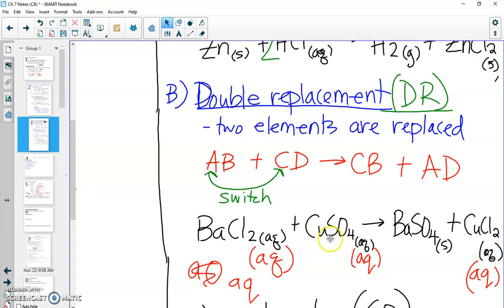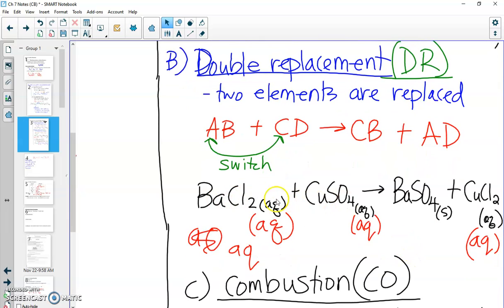Same thing for CuSO4, right? Copper sulfate, also an ionic compound. We added that to water, we dissolved it, and now we have to give it an AQ symbol for the phase because that represents we have a solid dissolved in water. Now those two create BaSO4, parentheses S.